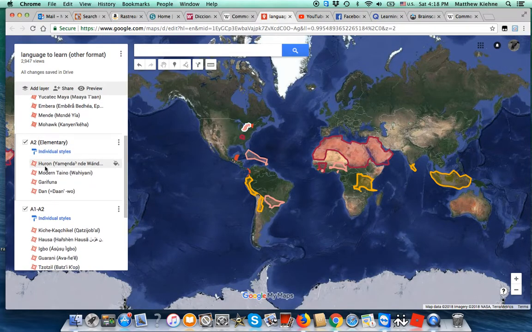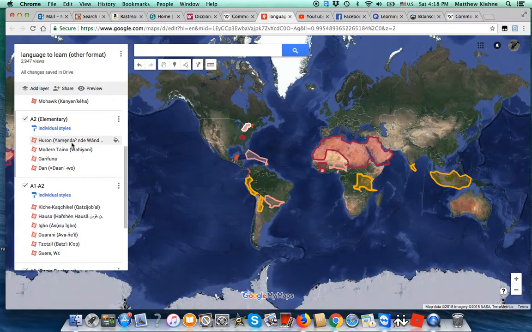If y'all recall, before, these were all in one group just called A2, languages that I want to learn at an A2 level. But I kind of prioritized it a bit. So now these three, well, four are three, but technically these two kind of go together, I'll explain later. So these three are in the A2 list.